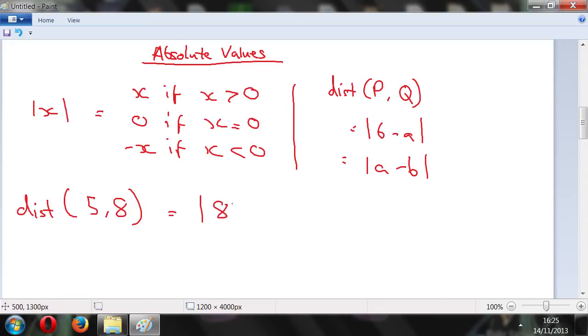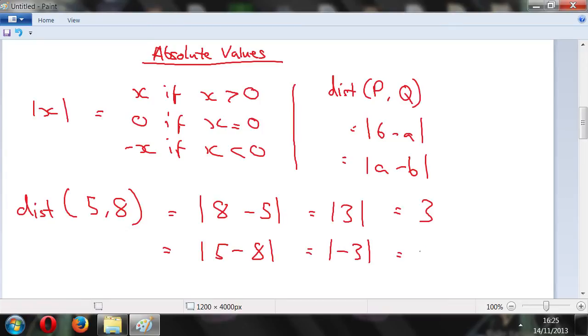So it's going to be the absolute value of B minus A, which is 8 minus 5. It's going to be the absolute value of 3, which is 3. If we then do A minus B, it's the absolute value of 5 minus 8. So that's going to be the absolute value of minus 3, and it equals 3 using this negative x if x is less than 0. So it's at this stage that we're using this table here.